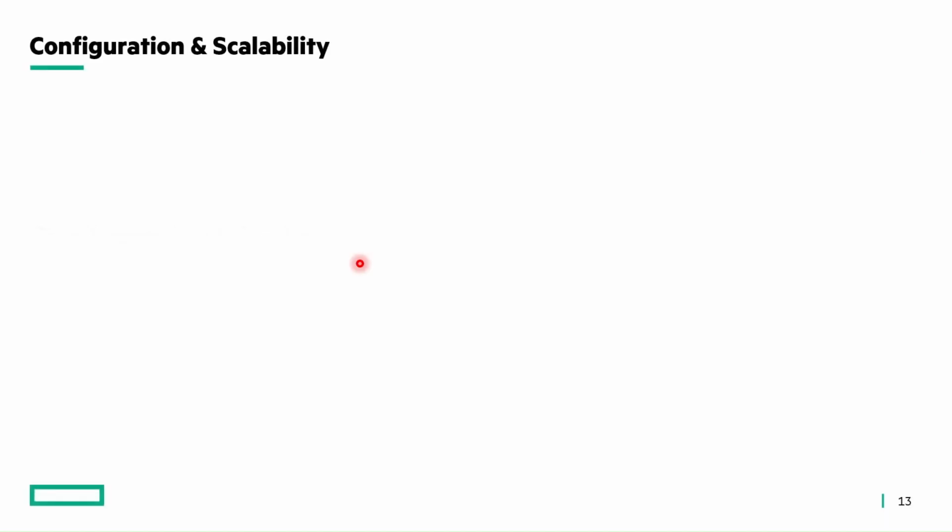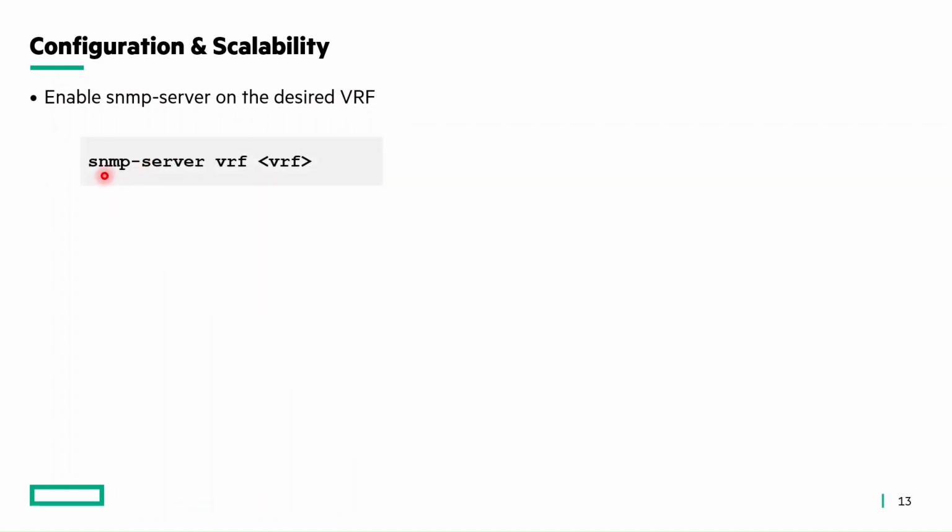Configuration and scalability. Let's see the configuration first. To enable the SNMP server on the desired VRF, we have to use the CLI snmp-server vrf and then the VRF name. This configuration is required for running the SNMP server on the desired VRF.